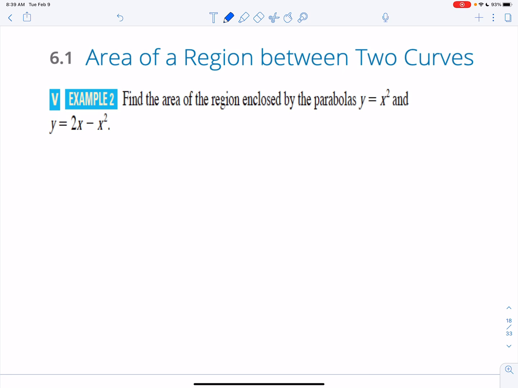Okay, so here I would argue that you can graph this by hand, but we're going to use a calculator here. Okay, so here's what we do. We have y equals x squared, and then we have y equals 2x minus x squared. Go ahead and call this y1 and y2. So type that into your calculator now. And I'm going to go ahead and actually do it with you. So x squared.